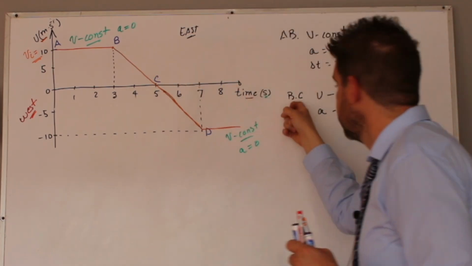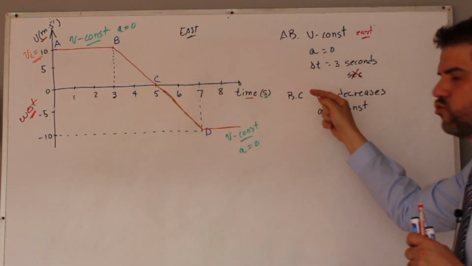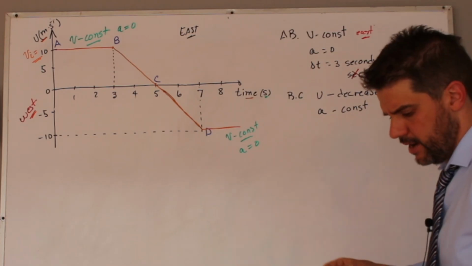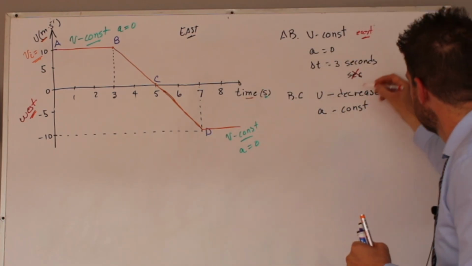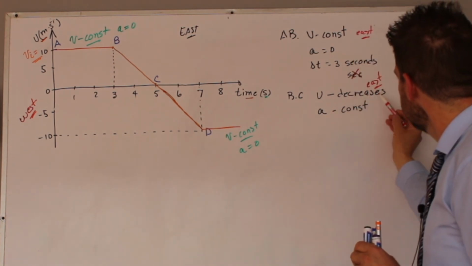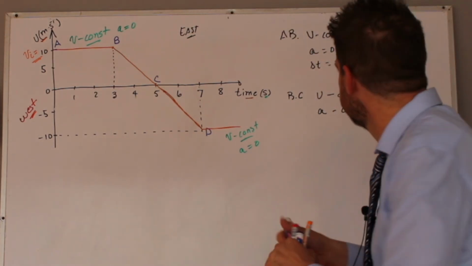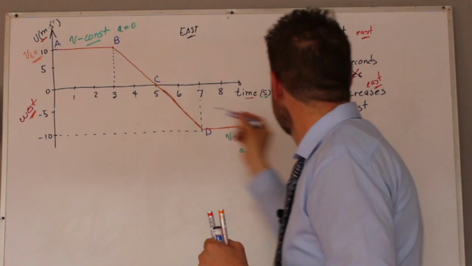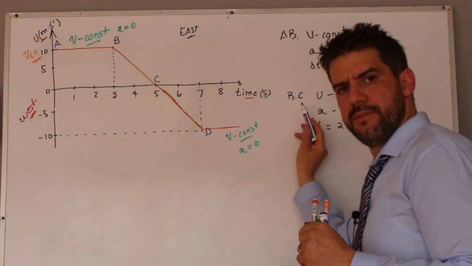So we're working in BC. Velocity decreases. It's going from 10 to 0. If you want to be specific, acceleration is constant. Now, to keep track of direction, velocity decreases in the east direction. For how long? How long does the object's velocity decrease? Time was equal to 3 to 5, so it's 2 seconds. This one is the description for B to C.